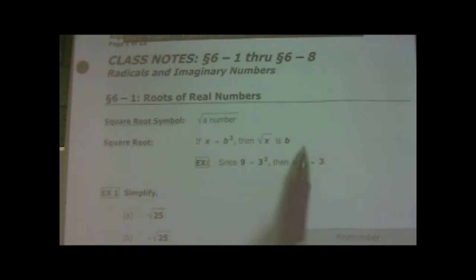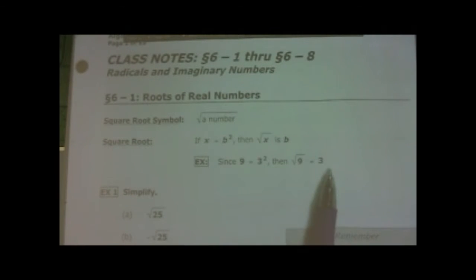I think it's easier to do this in terms of actual numbers. Since 9 equals 3 squared, the square root of 9 is 3. So in other words, when you see a square root, you're asking yourself, what multiplied by itself will give me this number? 3 multiplied by itself will give me 9, so the square root of 9 is 3. So what we're going to do is go through a few examples of finding some square roots. That's what we have in example 1.